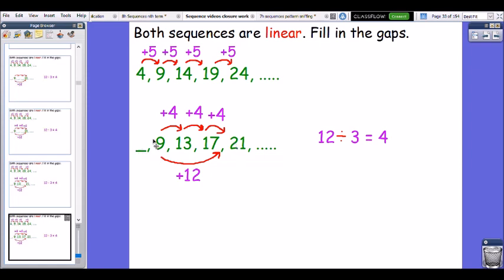And how do I go backwards then? So to get from 9 to my first term, are we happy that if we're doing this the opposite way, I'm just going to take away 4? Yeah, so 9 take away 4 gives me 5, and then thinking forwards again, 5 add 4 makes 9. So that's how I'm going to fill in those gaps.